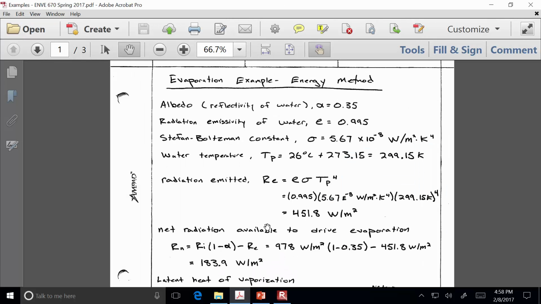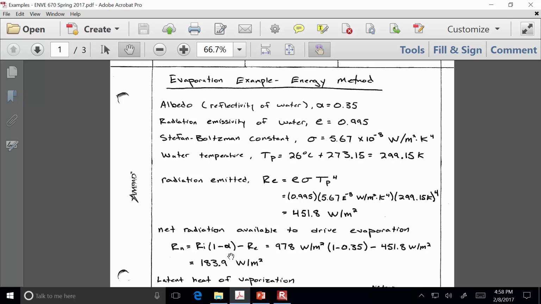All right. The next thing that we do here is calculate the net radiation that's available, the fraction of the 978 that's actually doing the work. Of the 978 that's coming in, 35% of it is being reflected because water has the ability to reflect. Not as much as snow would, but still it's reflecting some. And so what's left over is approximately 184 watts per square meter.